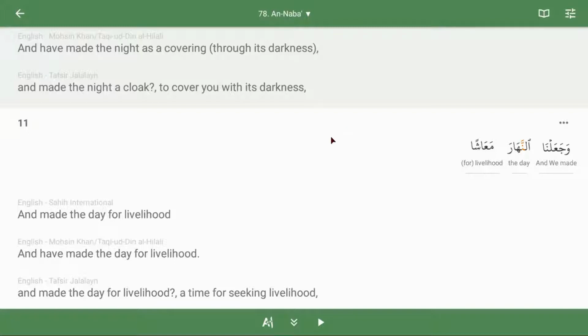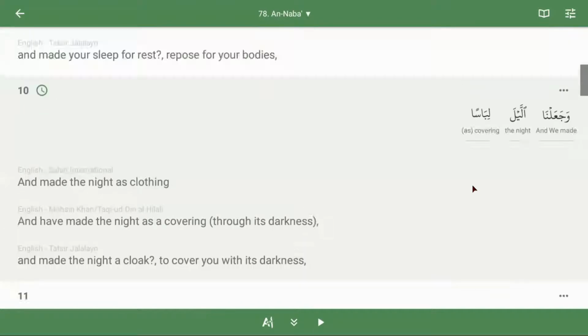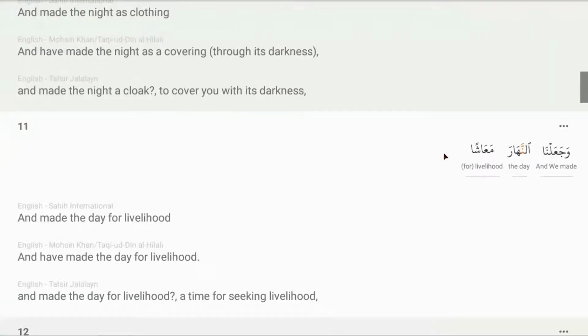There's no rahbaniya, those people who leave the world. There's no monasticism in Islam, right? It's not a bad thing to earn money. But we should see that we earn from halal sources of income, avoiding cheating and lying and so on. So the day is for livelihood.